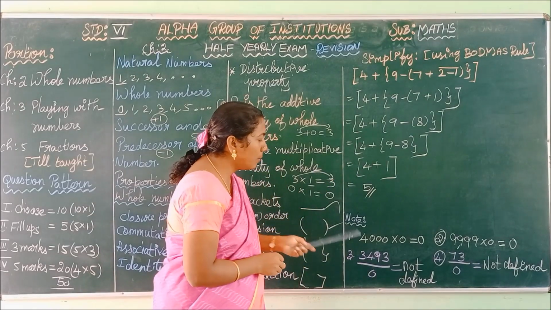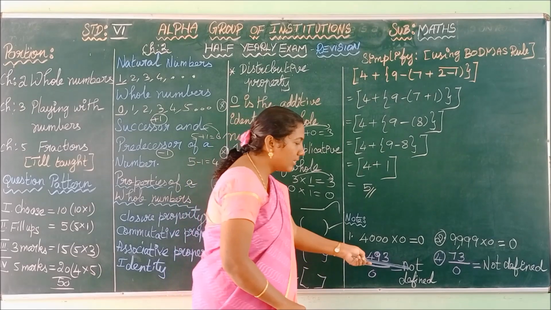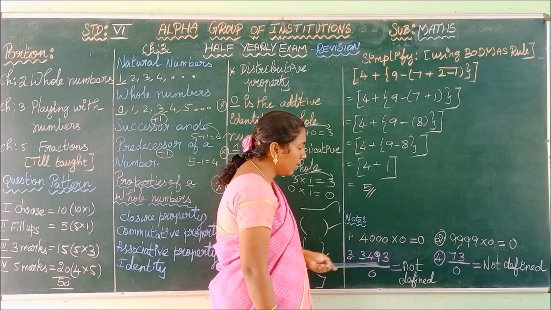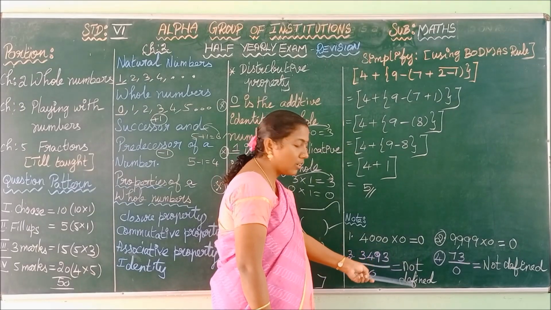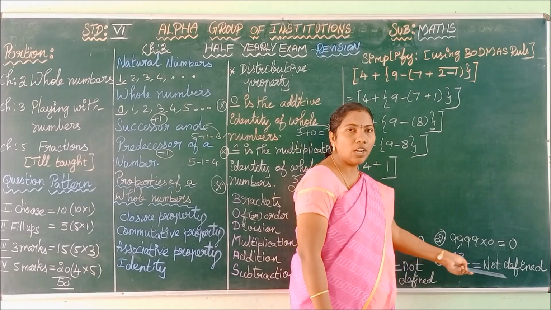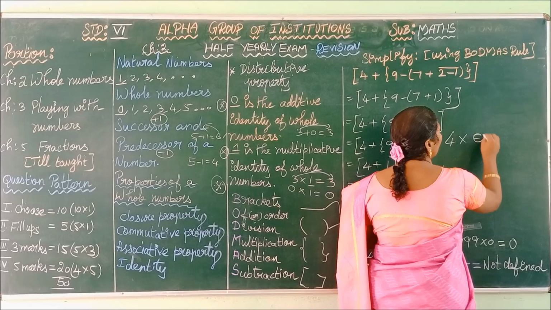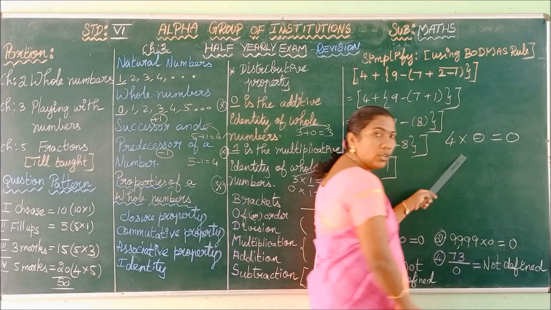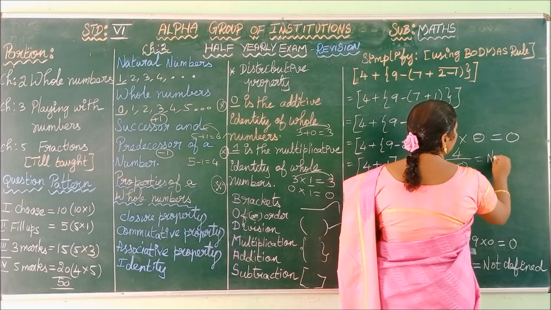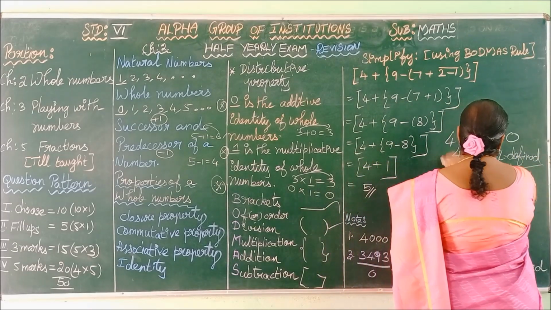Okay. Also remember, children, if you divide any number by 0, its answer is not defined. See here, 3493 divided by 0. So what is your answer? Not defined. See here, 73 divided by 0. So what is the answer? Not defined. If you multiply any number with 0, you get the answer 0. If you divide any number by 0, your answer is not defined. Definitely you have to remember this in your mind. Okay.